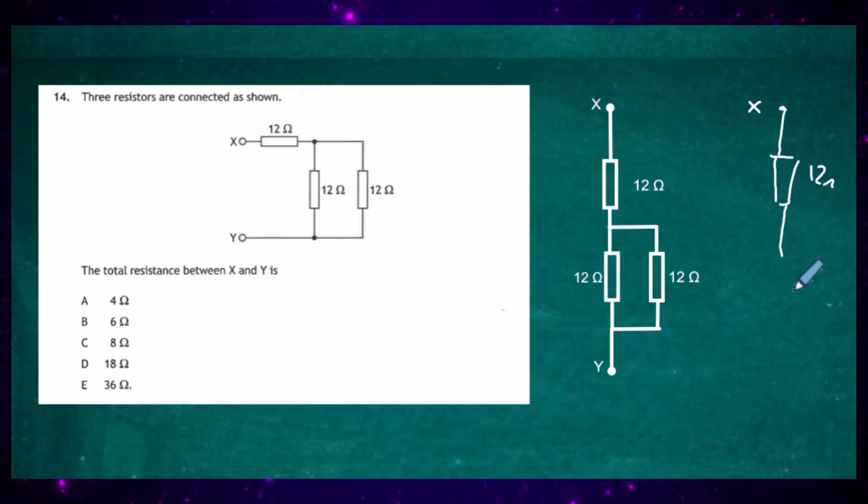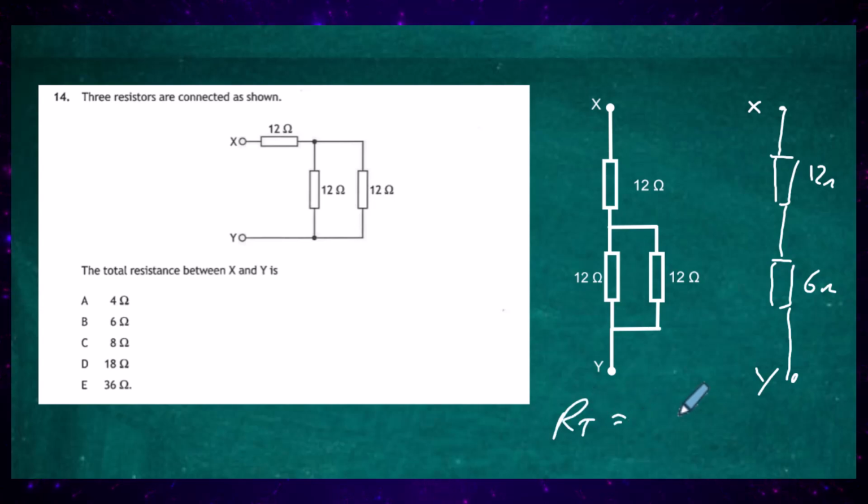And we have got our parallel combination which we can replace with an equivalent resistor. If you've got two 12 ohm resistors in parallel, the combined resistance is going to be half of that, which is going to be 6. So we have this setup. We have X and Y, we have a 12 ohm and a 6 ohm resistor in series now, and therefore the total resistance must be equal to 18 ohms. So our response for this question is 18, which is going to be D.